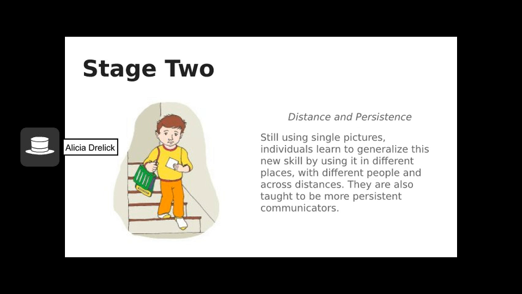When stage 1 is mastered and children understand the relationship between exchanging pictures for items, you can move on to stage 2. Stage 2 still uses single pictures, but it helps children generalize the skill as it requires them to provide a picture to gain access over a shorter distance and not just across the table. This teaches children with communication disorders to be persistent in communicating and to act or initiate communication.